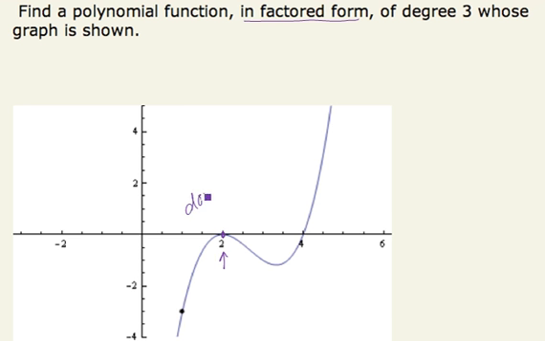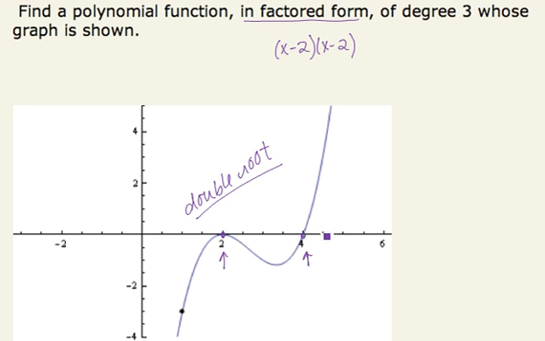It's what we sometimes call a double root because it hits 2, but it doesn't cross going back down. So this is a double root. So therefore, I know x minus 2 is a factor, not once, but twice.